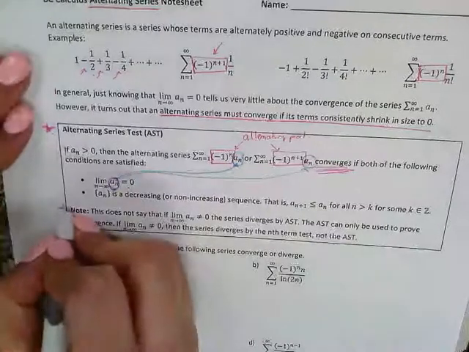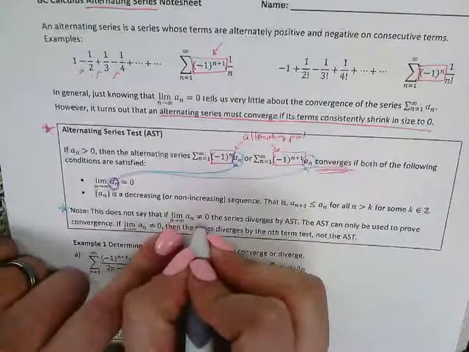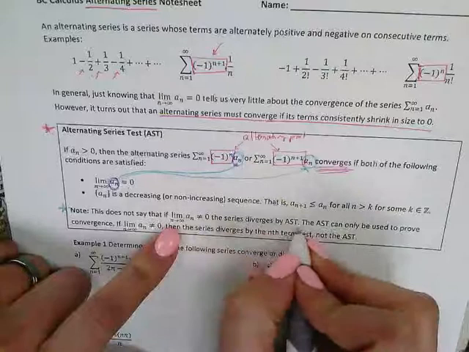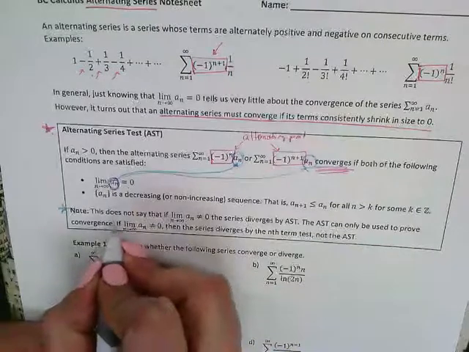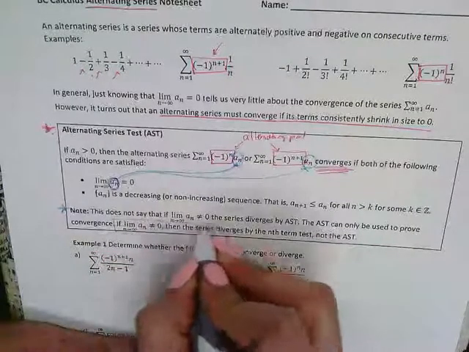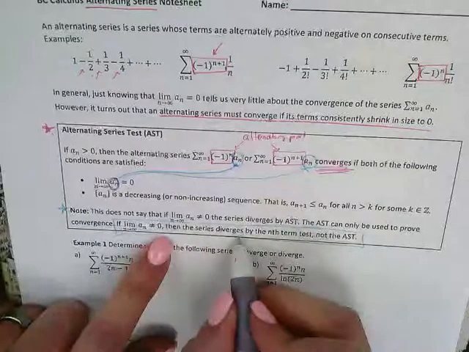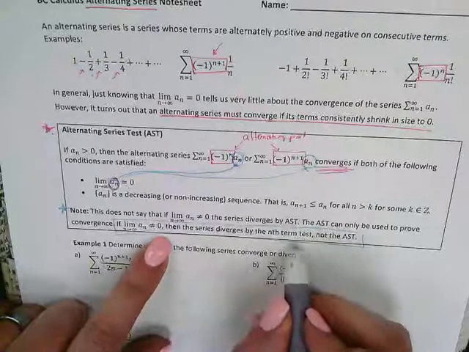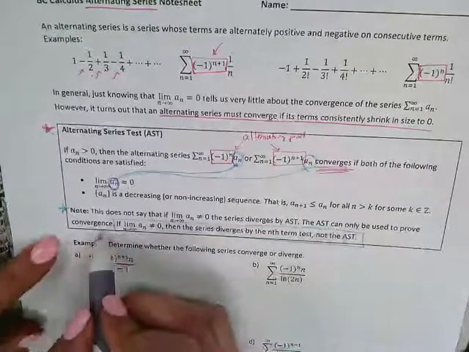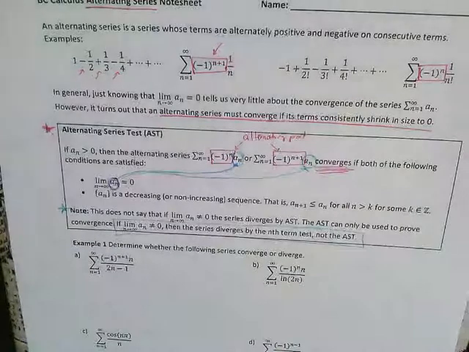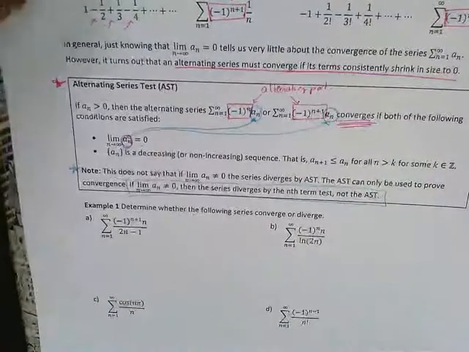All right, a big note is this does not say that if the limit as n approaches infinity of a_n does not equal 0, the series diverges by AST. But what we can say, if this happens, if it does not equal 0, we can say that the series diverges, but not by AST, but by the nth term test. Okay? So the AST can only be used to prove convergence. You can't say diverges by AST. Okay, that doesn't work.